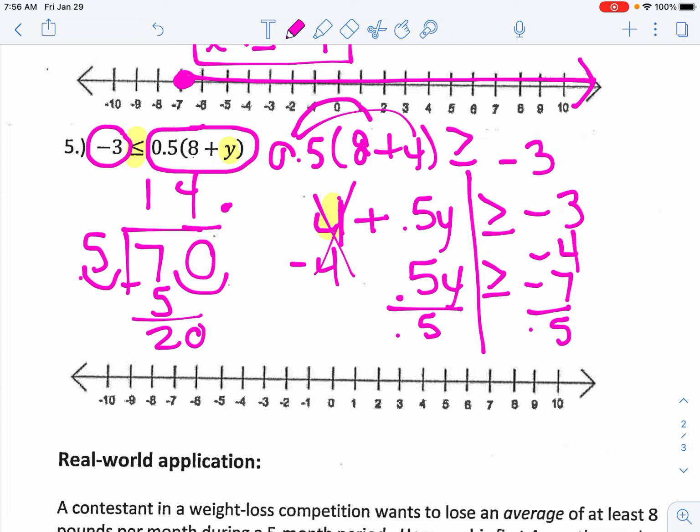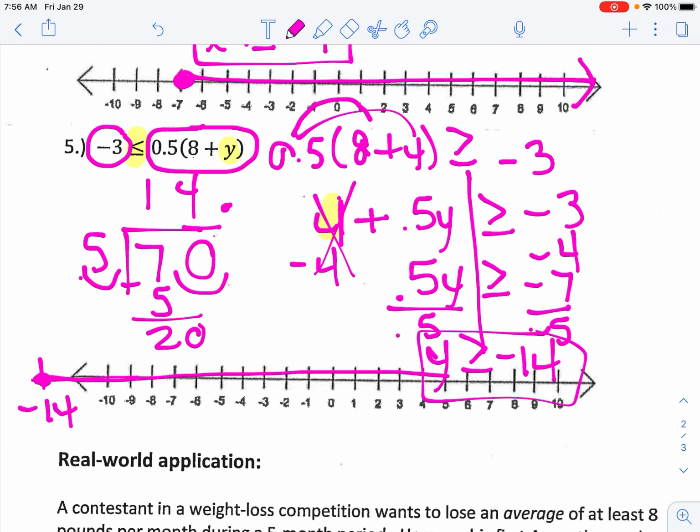We were dividing a negative 7 by a positive 5/10. So my solution is going to be y is greater than or equal to negative 14. So down here, I'm going to add negative 14. That's going to be a closed circle, and that arrow is going to point to the right.